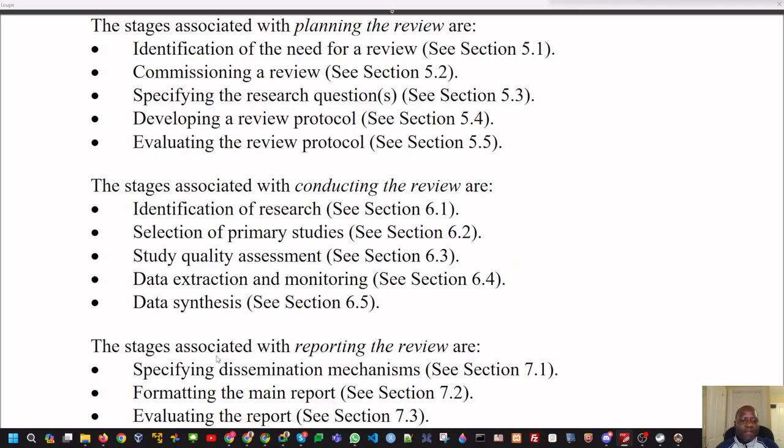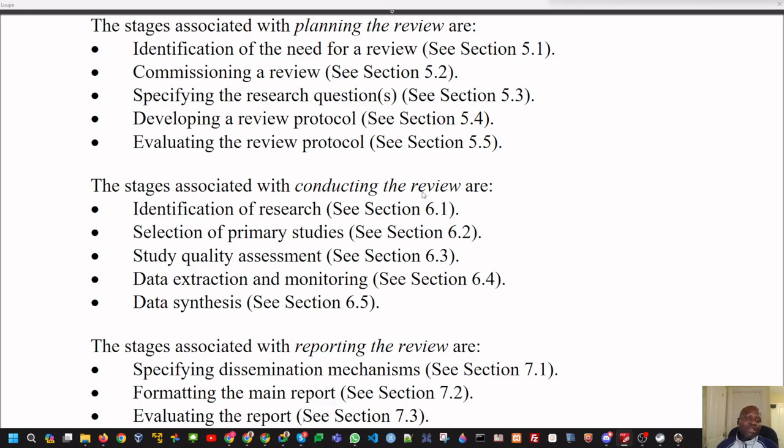And lastly, reporting the review. That's when you have done your analysis and you're now reporting it. You specify dissemination mechanisms, format the main report, and evaluate the report as well. So that's the process that you could follow. Even when you conduct a small literature review, you may need to do a mini, shortened, reduced version of this approach. So that review process is very important.